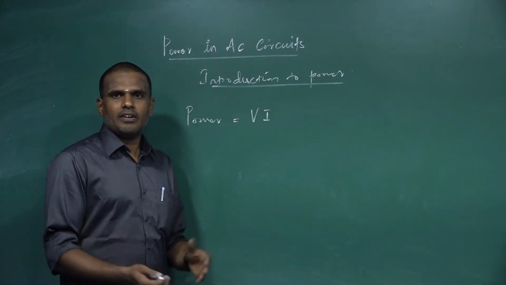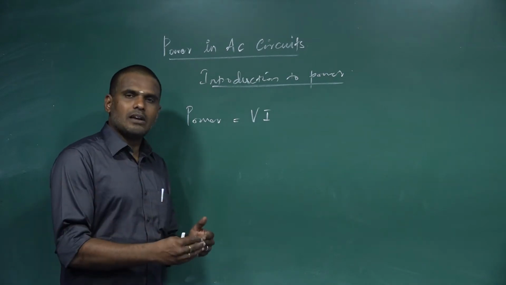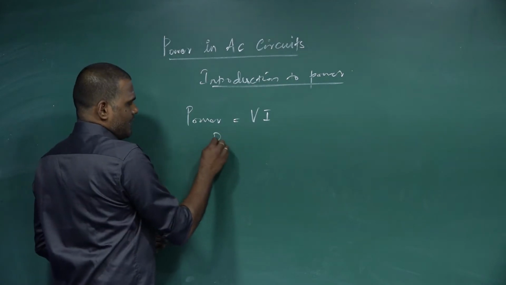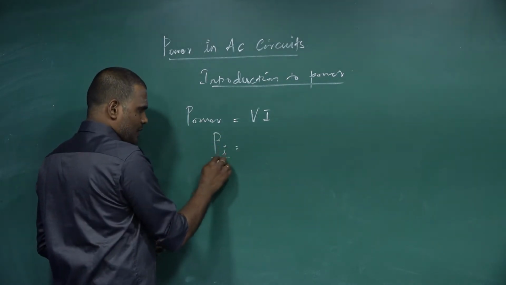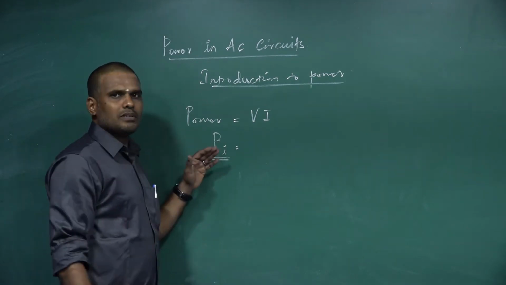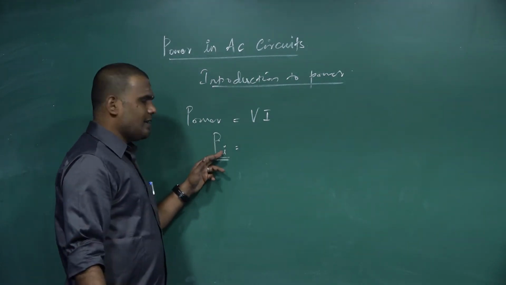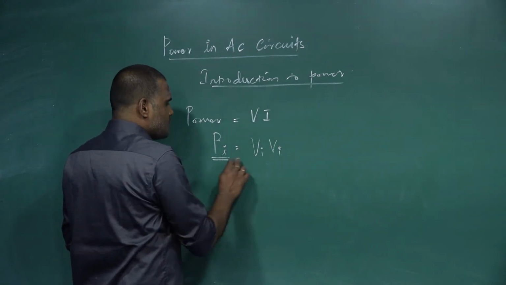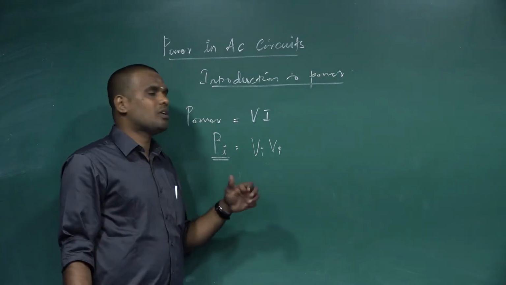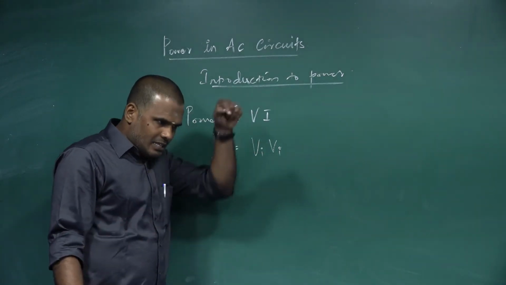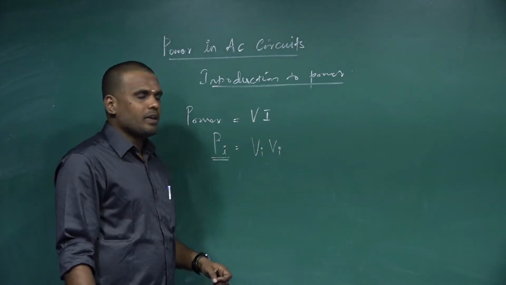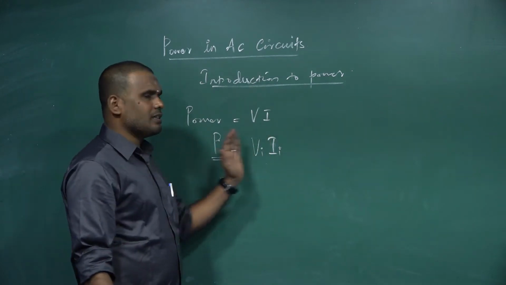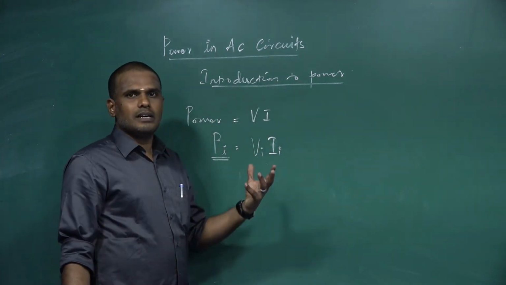So how will you calculate average power? First, you have to calculate the instantaneous power. How will you calculate instantaneous power? You can simply represent it as P. So P is the instantaneous power. It is the product of instantaneous voltage and instantaneous current. Instantaneous means right at that particular instant, at that particular time. What is the value of voltage and what is the value of current? When you take the product of these two, you will get the instantaneous power.